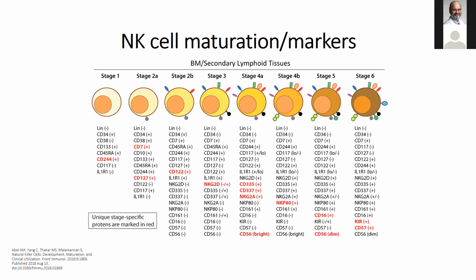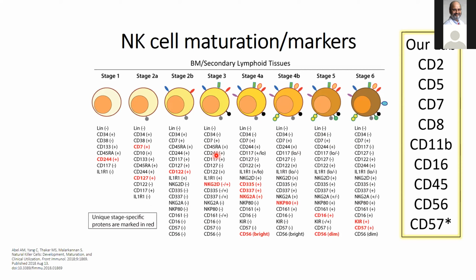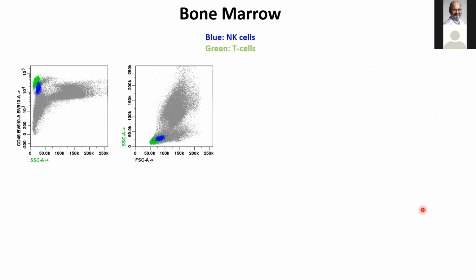All right, so let's talk a little bit more about the NK cells. NK cells go through maturation in the bone marrow, and I'm going to put up a laser pointer here. You can see that they express a lot of different markers. We really don't have the time today, nor do I have the expertise, to talk about every single one of these markers. So we're going to focus on the markers that we routinely look at in our laboratory for NK cells, markers like CD2, CD5, 7, 8, 11B, 16, 45, 56, and 57.